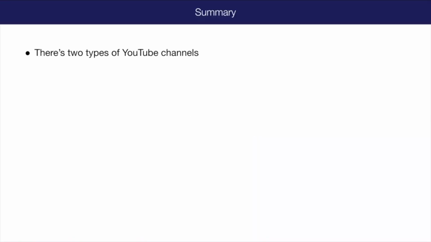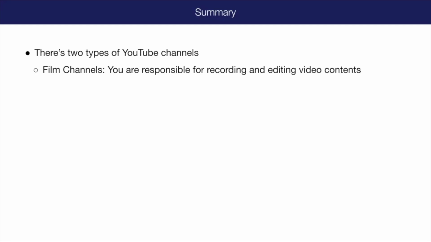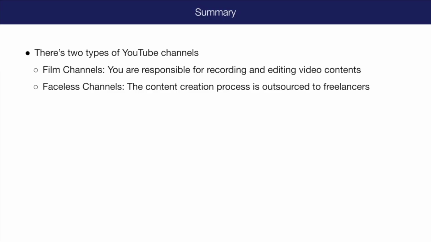So summary, guys, there are two types of channels. Film channels, where you're responsible for recording and editing videos. You've seen these time and time again: Mr. Beast, Logan Paul, those guys out there where you have to sit in front of a camera and record yourself. Faceless channels, where content is outsourced to freelancers. The script, voiceover, and editing is outsourced to other people, so that way you can step away from the channel, and thus there is no personality or face attached to it. That's why it's called a faceless channel.